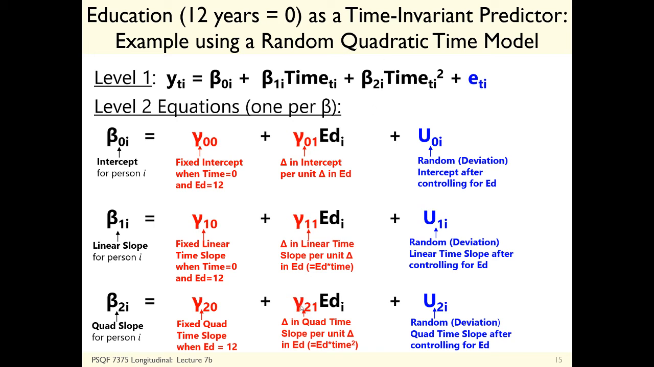Gamma 21 then is how the quadratic term differs per year of education. In other words, gamma 21 is a three-way interaction. Education by time by time. If education matters in predicting why some people have greater rates of acceleration, then U2 should have less variance than in the previous model without education.